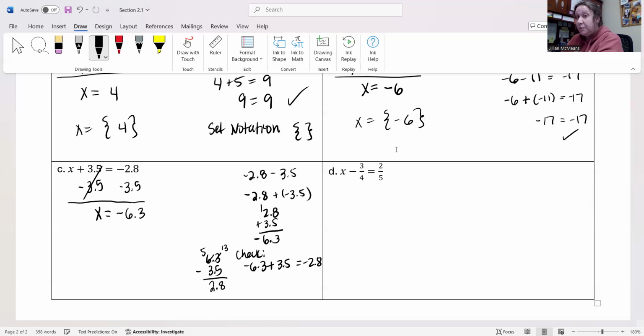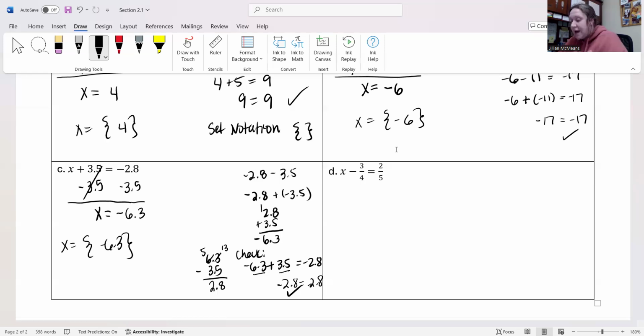And then we have to determine positive or negative here. Well, I have 6.3 negatives. I only have 3.5 positives, so that means this 2.8 is going to be negative. Does negative 2.8 equal negative 2.8? Absolutely. So we would say that x equals negative 6.3, and we wrote it like real fancy. Okay, that's like the fancy formal way to write your answer in math.